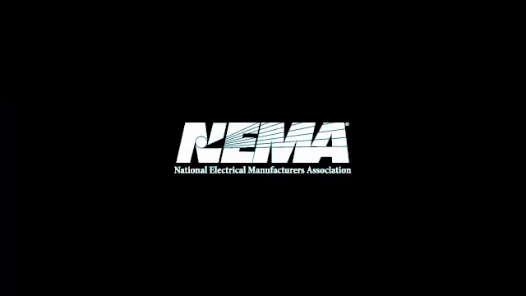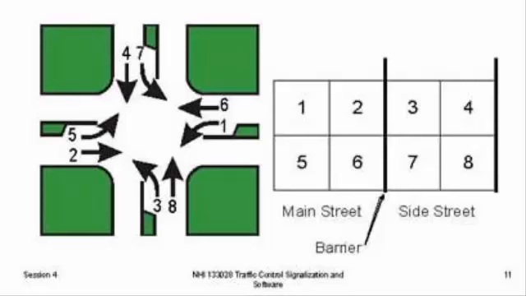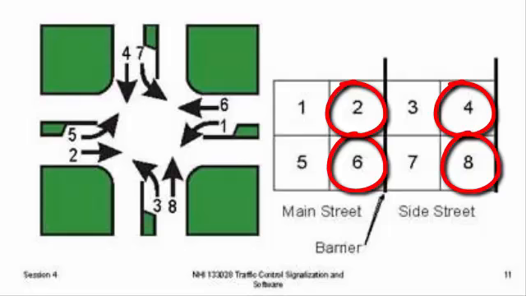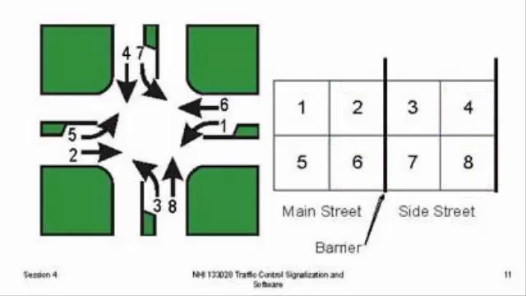The National Electrical Manufacturers Association, also known as NEMA, follows a generally accepted procedure for numbering the 8 standard vehicle phases of an intersection, a procedure commonly referred to as NEMA vehicle phasing. When NEMA vehicle phasing is in use, odd numbers are used to designate the left turn phases, while even numbers are used to designate the through phases. A maximum of 4 left turn phases and 4 through phases can be designated using NEMA phasing.